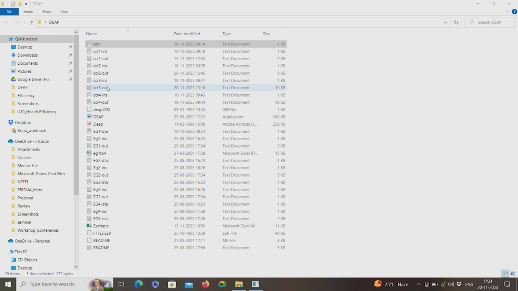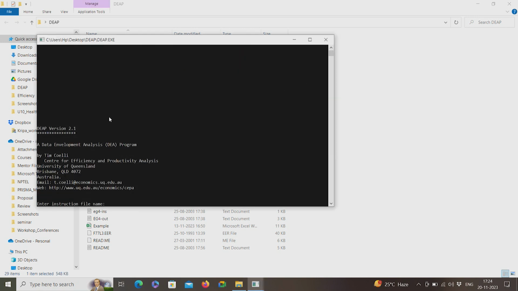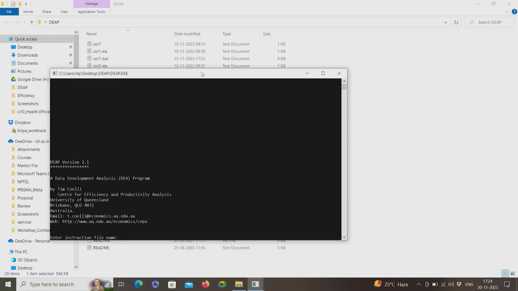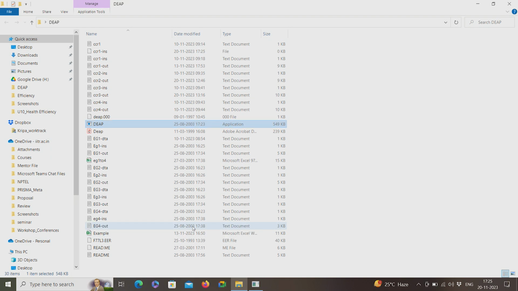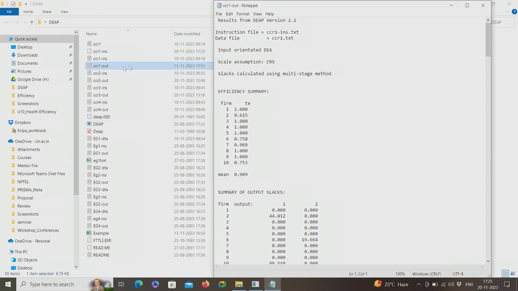Now, DEAP and output file is also already mentioned. So, we have to simply specify the instruction file name, okay, and need to enter. And we know that our instruction file name is CCR1 hyphen ins. This is what we need to just enter. Okay. And we know that we get our output. And output is already saved in our file, output file we already saved it. So, you just see how it looks like.